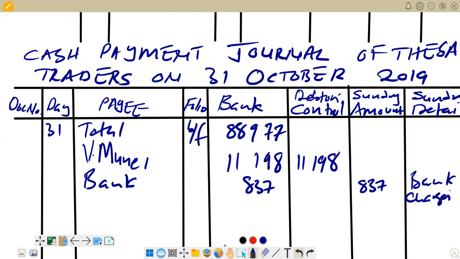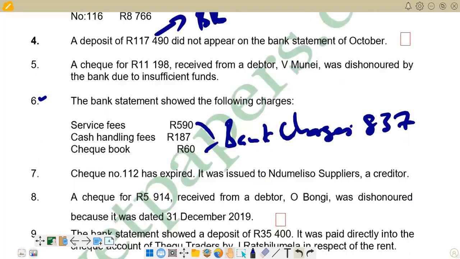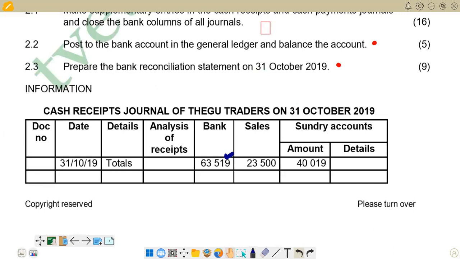They are bank charges. So that is what we have there. So we can go on to check what we have next. From the bank charges, we are going to the next item.